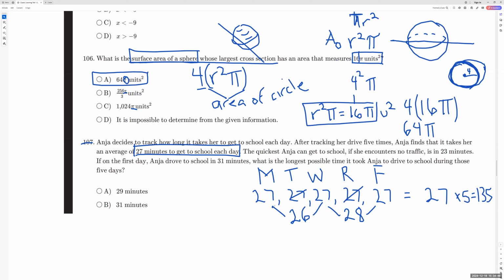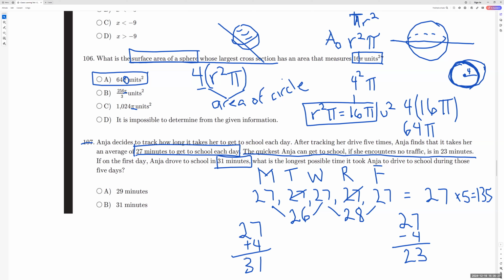So Anja drove 31 minutes. So she is away from 27 by 4. So instead of 27, if we add 4, we get 31. That means that somehow we need to gain, you see, the quickest Anja can get to school if she encounters no traffic is in 23 minutes. So that's 27 minus 4, which is 23. So these two numbers balance out to keep an average of 27, and let me demonstrate this to you.